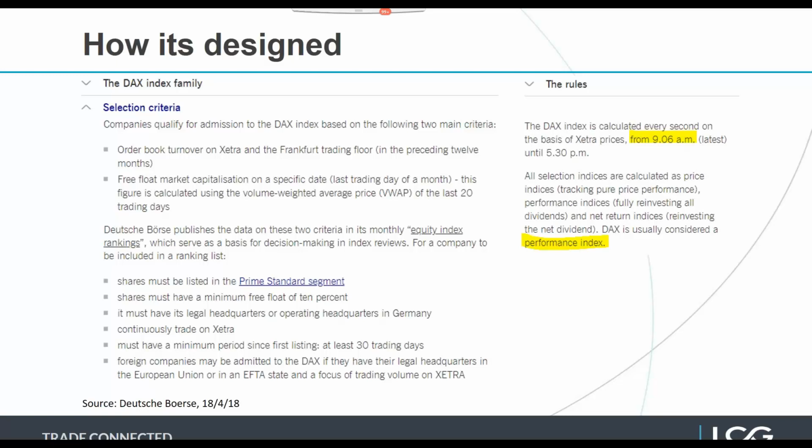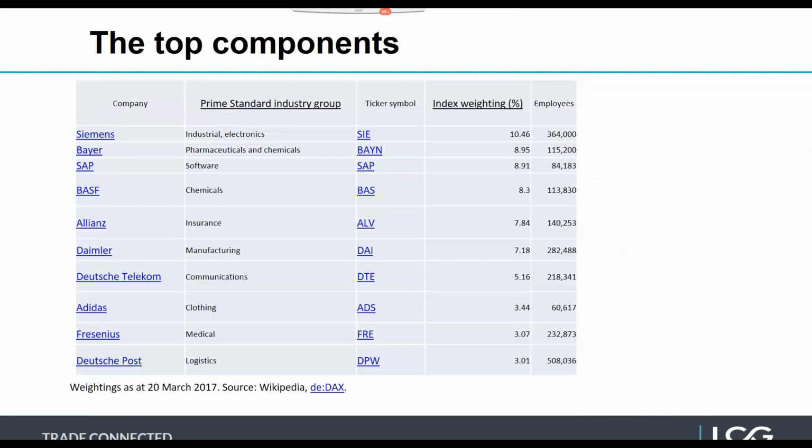So enough of all that stuff. Quickly on, these are the top 10 companies listed on the DAX. Just interesting in terms of, if you are keeping an eye on the news flow and what it's going to be showing you when you're trading the DAX. Obviously, having a look at this, Siemens, the ticker symbol SIE, its index weighting is over 10%.